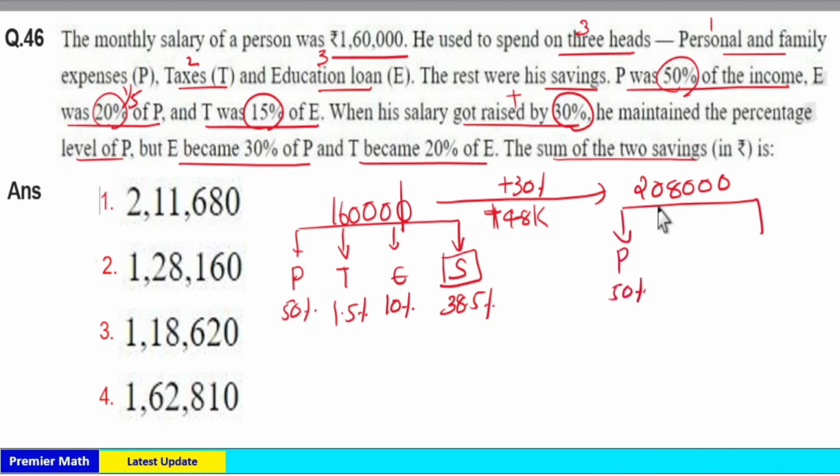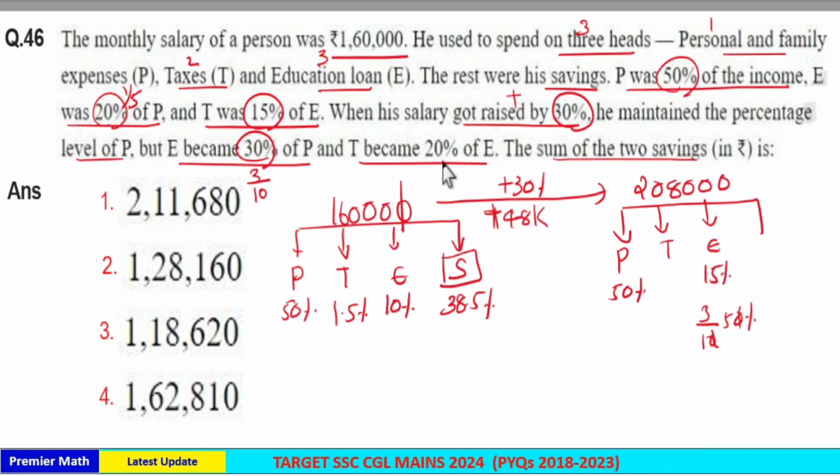And here E became 30% of P. 30% means 30 by 100, that is 3 by 10. So 3 by 10 of P. P is equal to 50%. Now 10 cancel. Here 3 into 5 is 15%. So E is 15%.